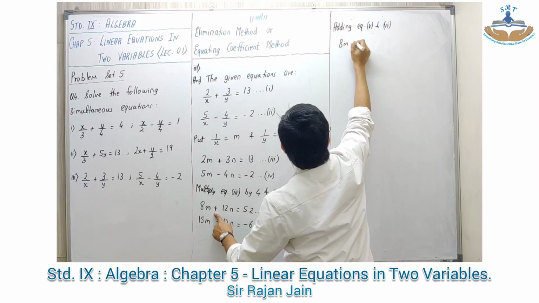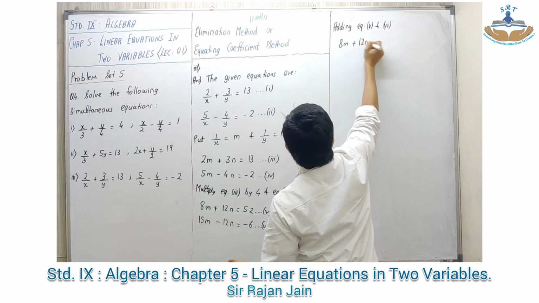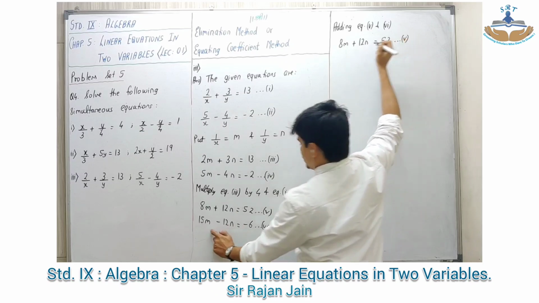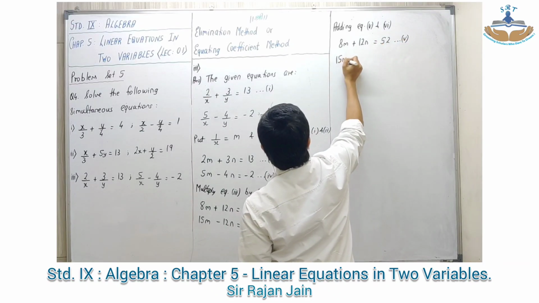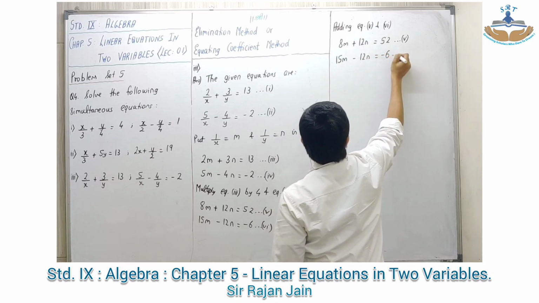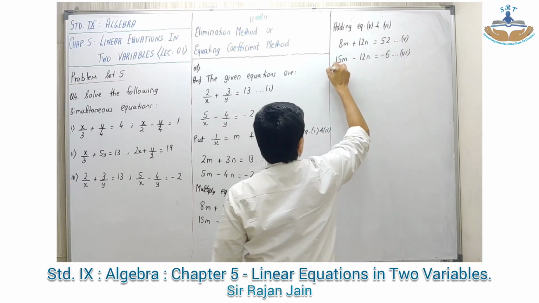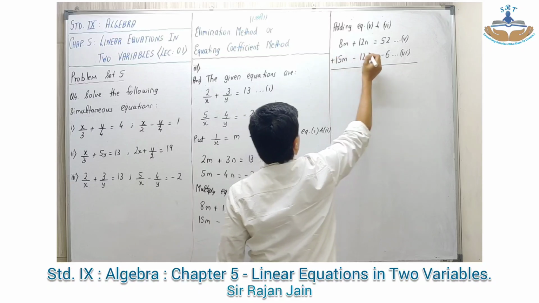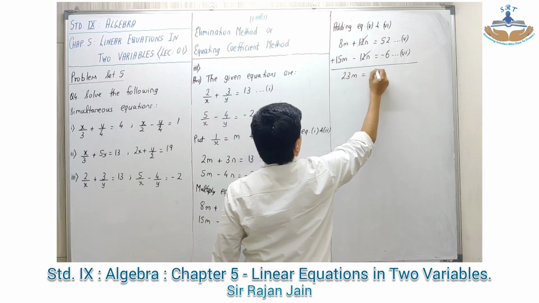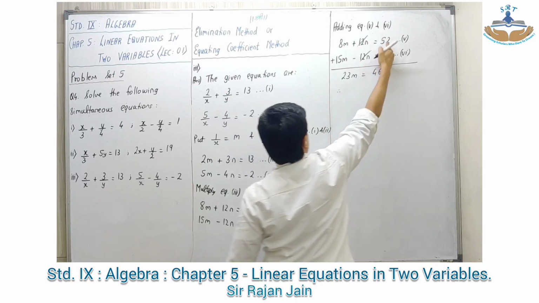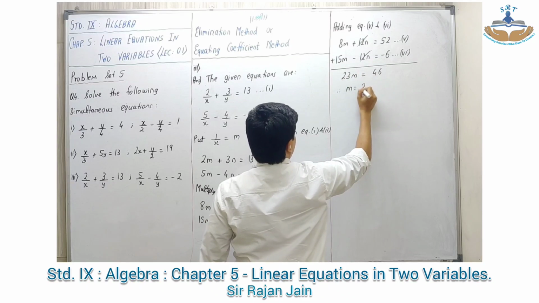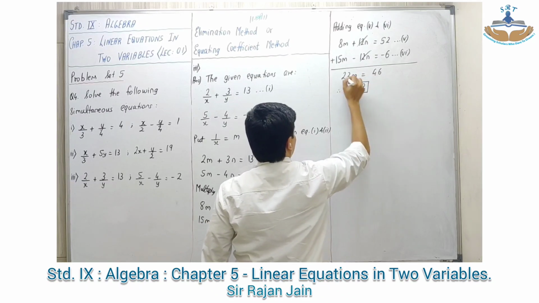8m plus 12n is equal to 52. This is your fifth equation. This will become 15m minus 12n is equal to minus 6. This is your equation number 6. When I add them, obviously ये तो cancel हो गया. You will be left with 23m is equal to 46. 52 minus 6 will give you 46. m will be 46 upon 23, which will be equal to 2.